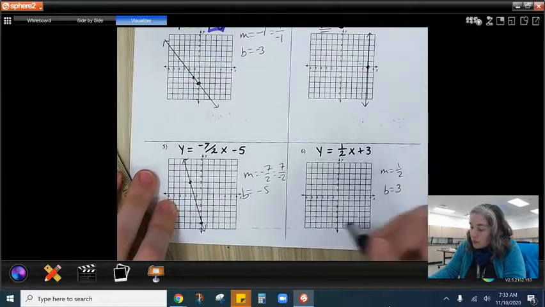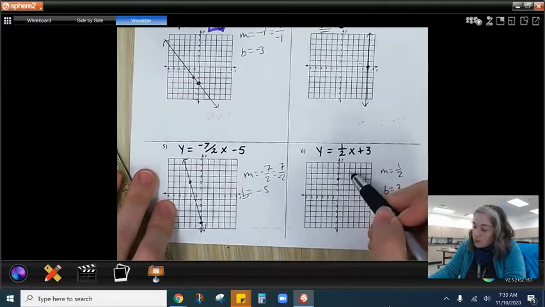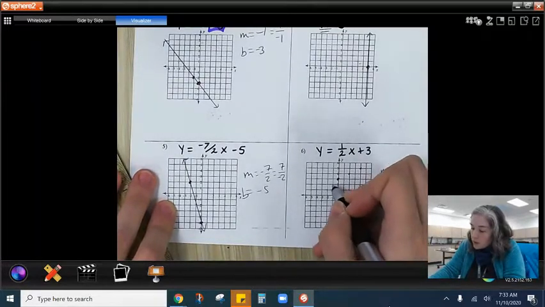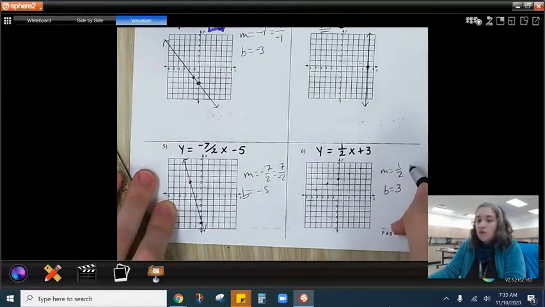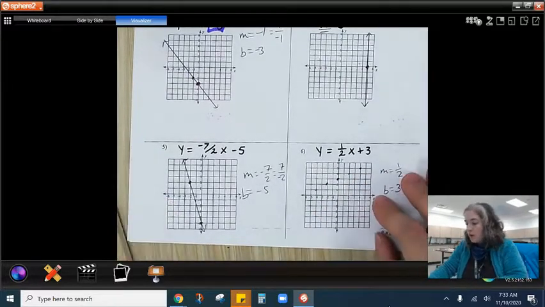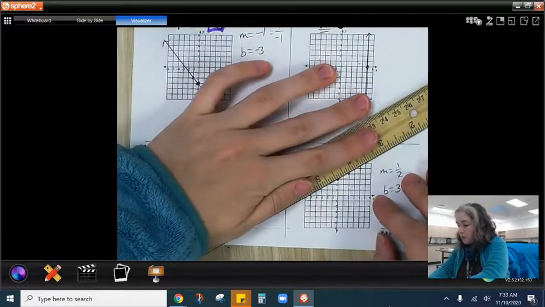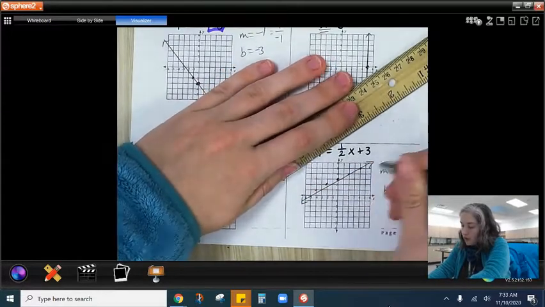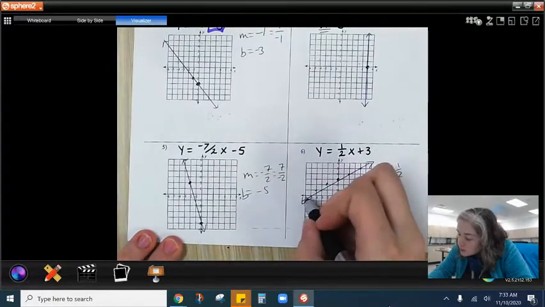So where is y 3? Y is 3 right here. And then I want to move up 1 and right 2, up 1 and right 2. Or I could go down 1 and left 2, down 1 and left 2, because I could turn this into -1 over -2. So now that I have my points, I am going to draw a line, edge to edge, edge to edge, right, edge to edge. My line got a little off there.